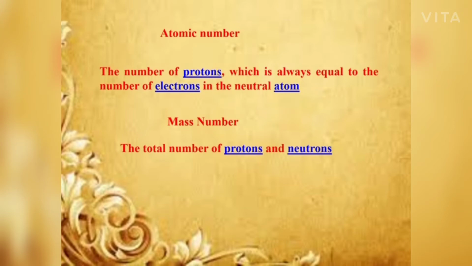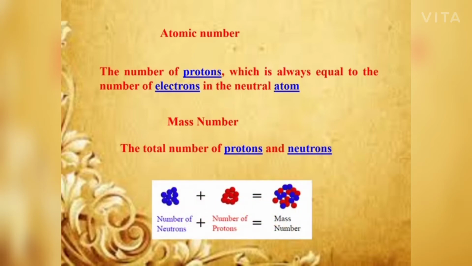Next term, atomic number. Atomic number means the number of protons in a nucleus, which is always equal to the number of electrons. So, atoms always have a neutral charge. Next term, mass number. Mass number means the total number of protons and neutrons.